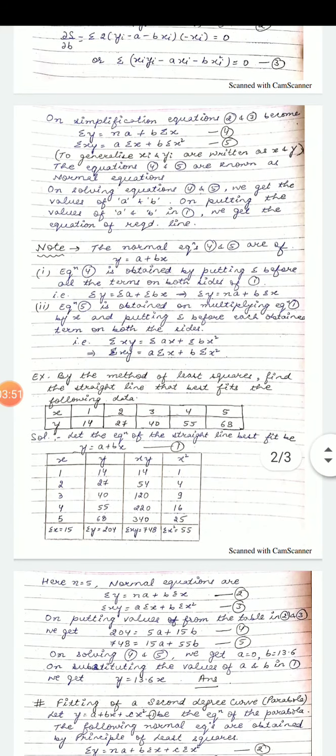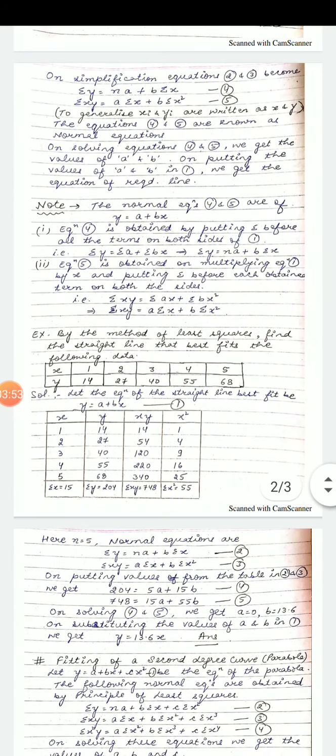To generalize, xi and yi are written as x and y. We have replaced xi and yi by x and y. The equations 4 and 5 are known as normal equations. On solving equations 4 and 5, we get the values of a and b. On putting the values of a and b in equation number 1, that is y is equal to a plus bx, we get the equation of the required line.